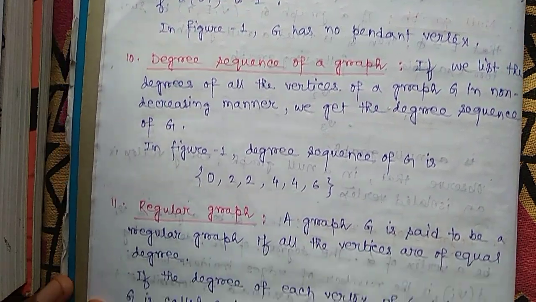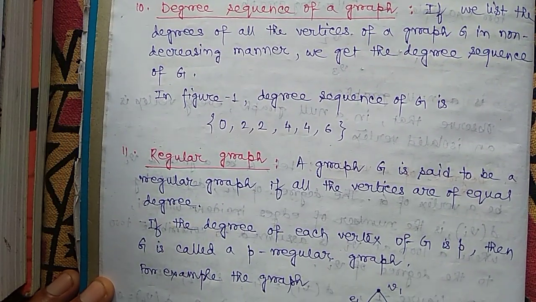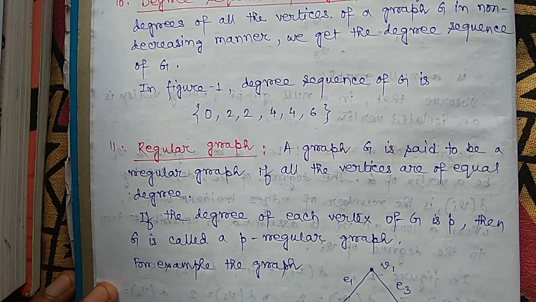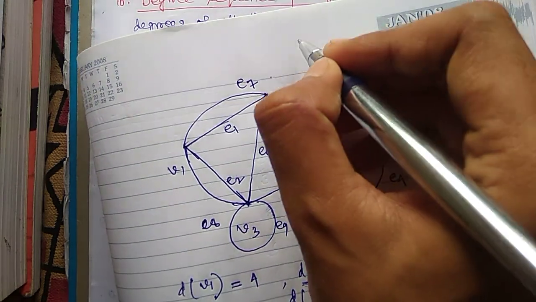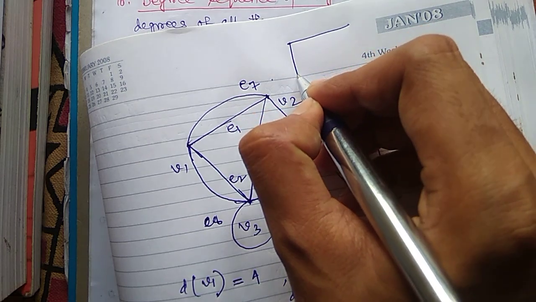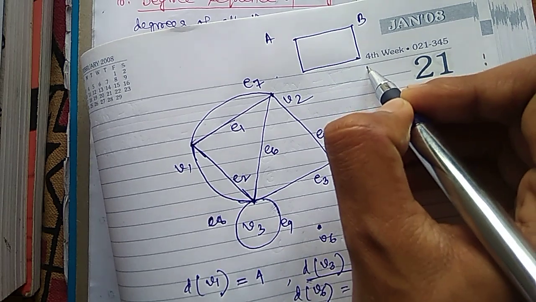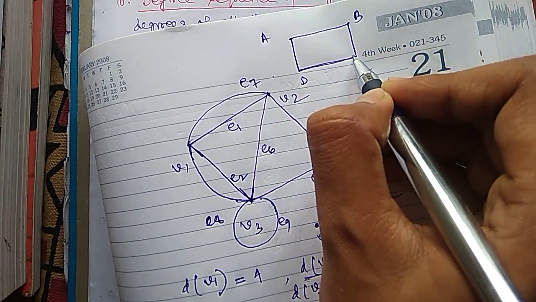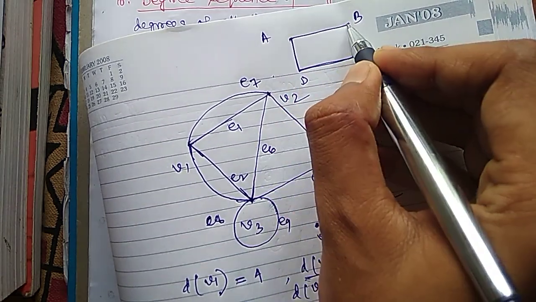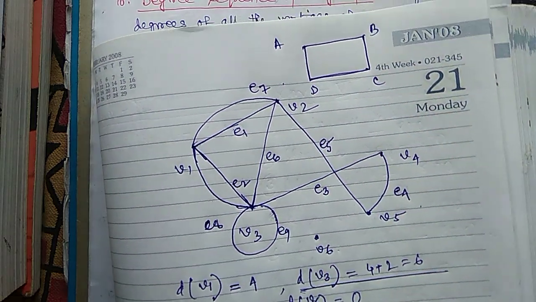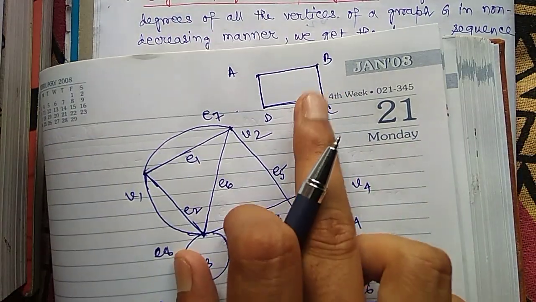Okay. Finally, regular graph. A graph G is said to be a regular graph if all the vertices are of equal degree. This is the picture. Suppose A, B, C and D are the 4 vertices and these are the edges. The degree of each vertex is 2, so this is a regular graph.